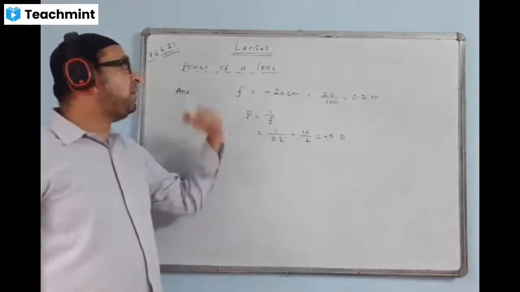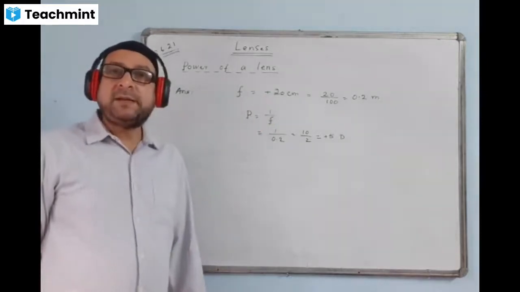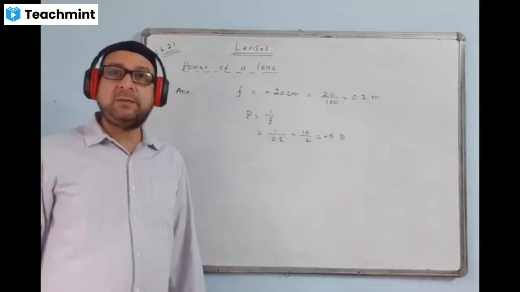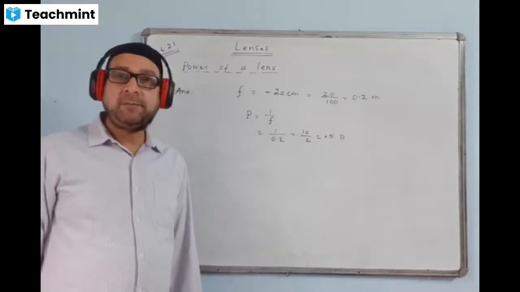Similarly, if it is a concave lens, focal length value will be written with the minus sign. Plus sign and minus sign will not be mentioned in the question. We have to write them ourselves, depending upon the type of lens.